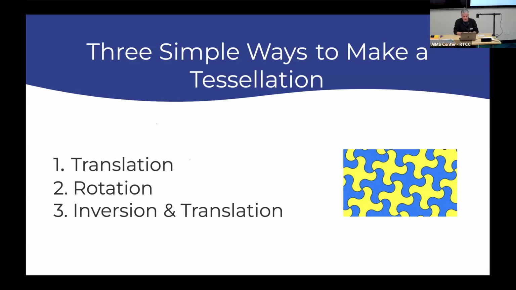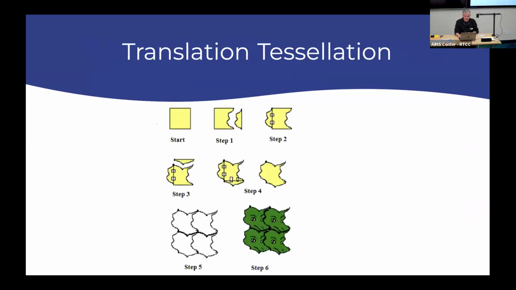There are three simple ways to think about making a tessellation. One is called translation, one is rotation, and the other is inversion and translation together. While those don't mean anything right now, they will in a moment. So let's start with translation. We're going to do a translation tessellation next.